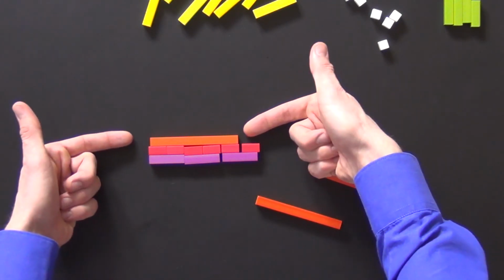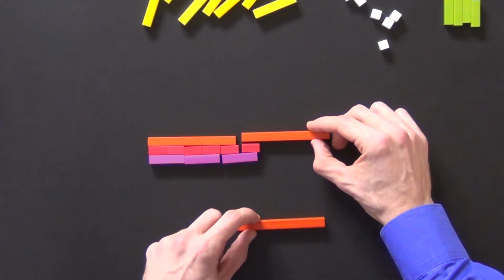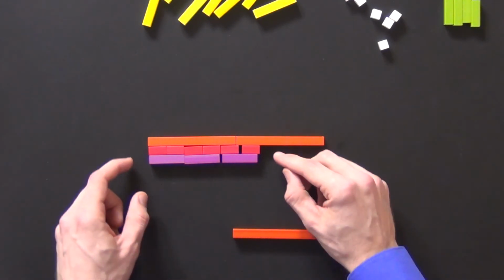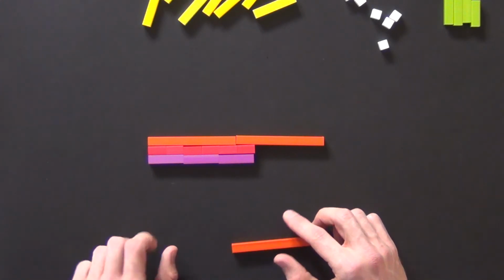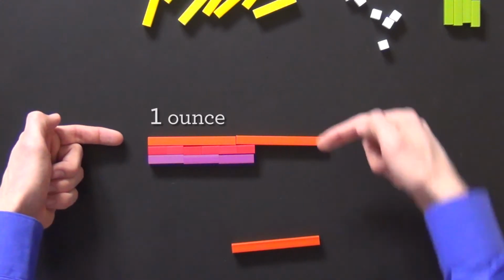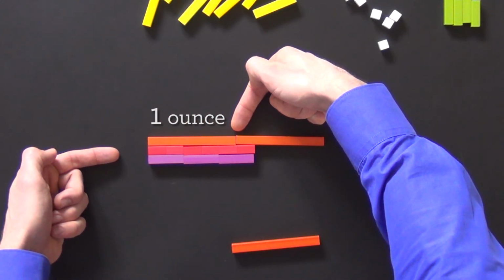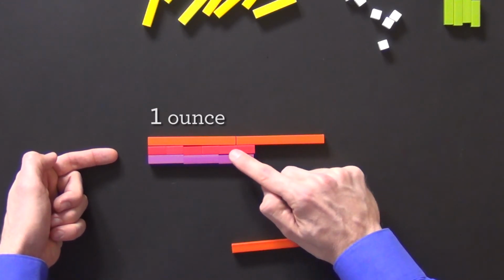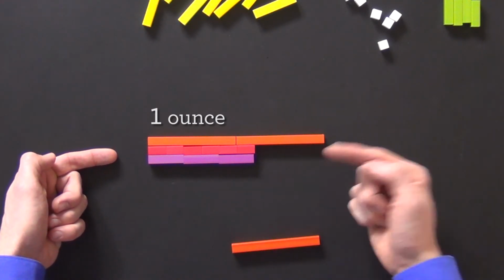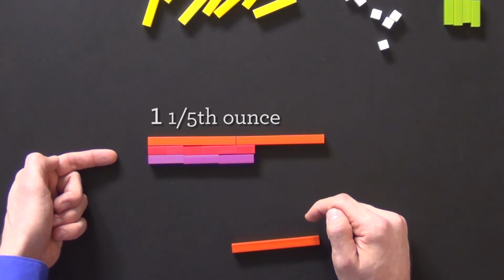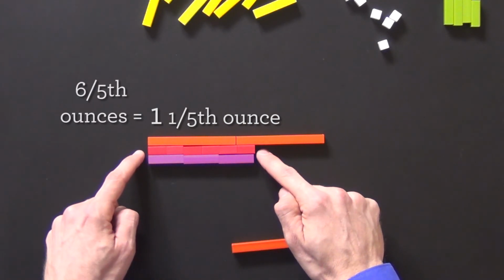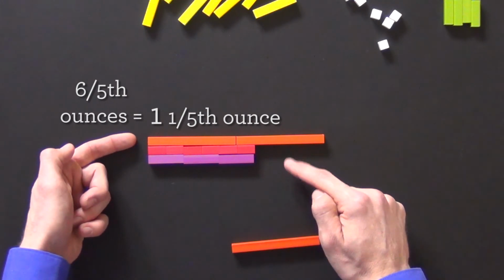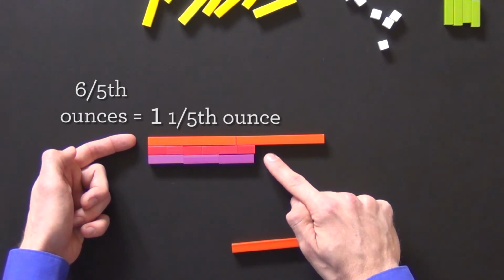It's kind of running past my 1 whole, so students might choose to represent another ounce by putting another orange rod down. Here I see that she used 1 full ounce with this orange here, and then she used part of another ounce. How much of the next ounce? 1/5 of it. So here we see that 6/5 ounces is equal to 1 1/5 ounces.